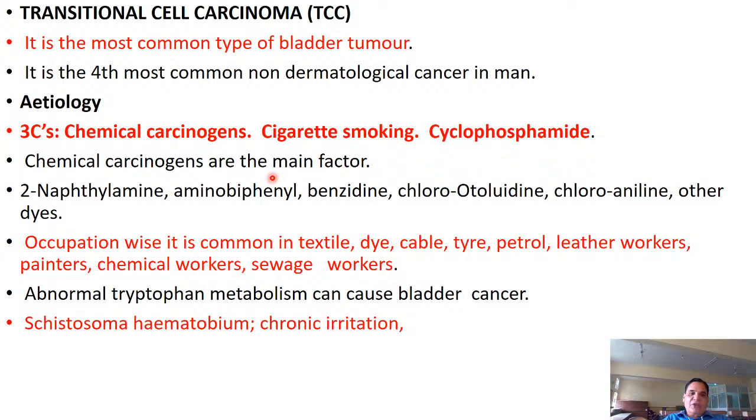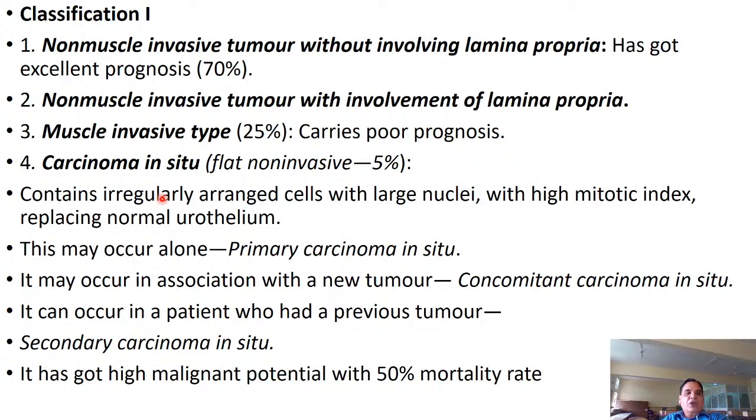Chemical carcinogens and occupation. Occupation wise: textile, dye, cable, tire, petrol, leather workers. Remember, petrol workers in petrol pumps are also vulnerable to carcinoma bladder. Don't tell them. They will be afraid and they may leave the job, but they are vulnerable. And the most important is chronic irritation due to bladder stone and Schistosoma haematobium. This is an organism.